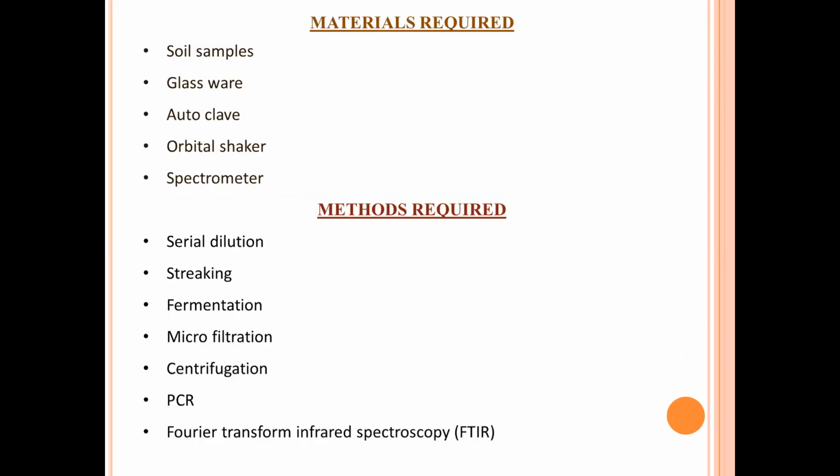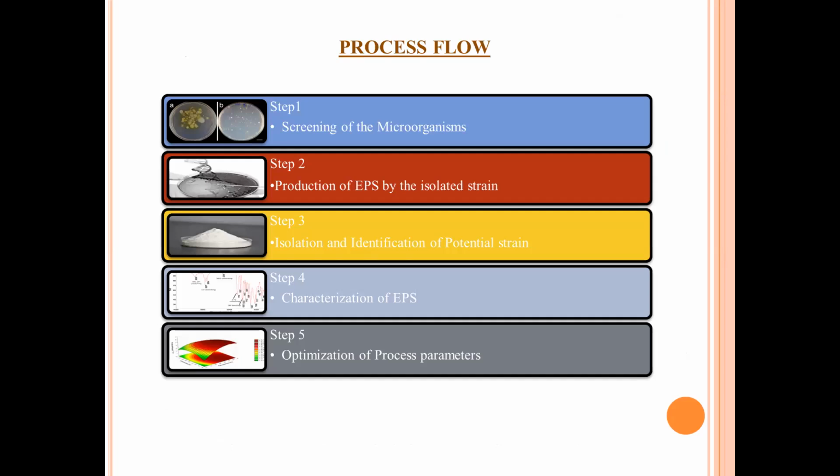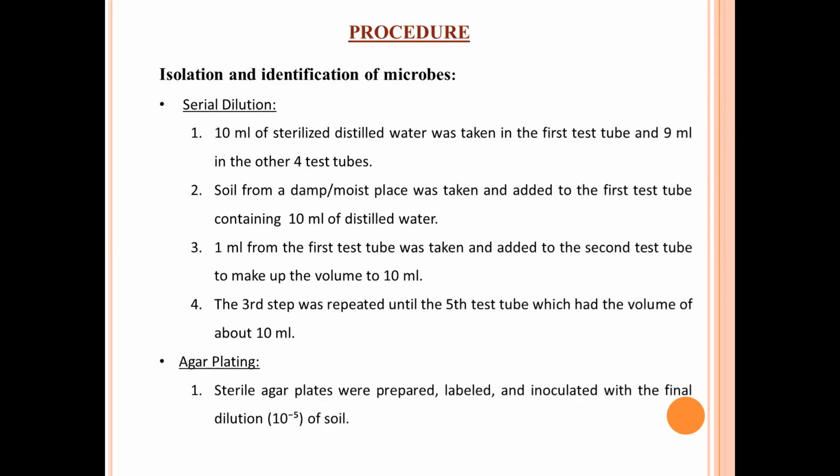These are the materials that we are using in our project, and the methods that we are using are serial dilution, streaking, fermentation, microfiltration, etc. The process flow includes: first we screened the microorganism, and then EPS was produced from the isolated strain. Then we isolated and identified the potential strain. Later characterization and optimization were performed.